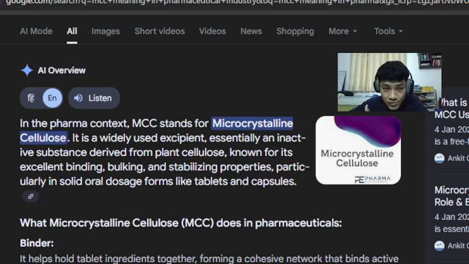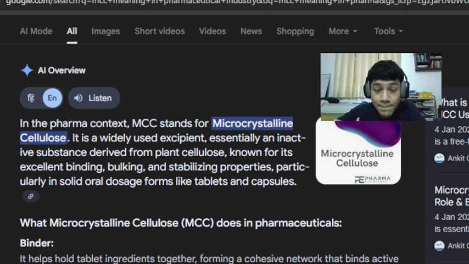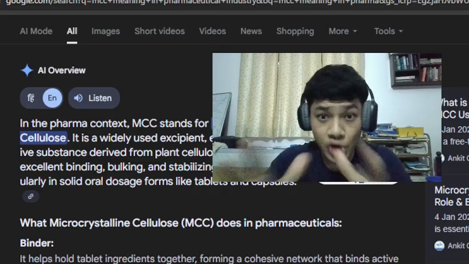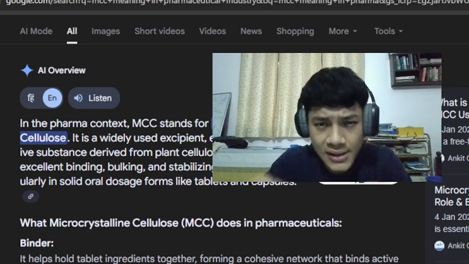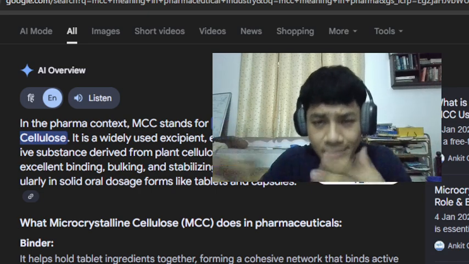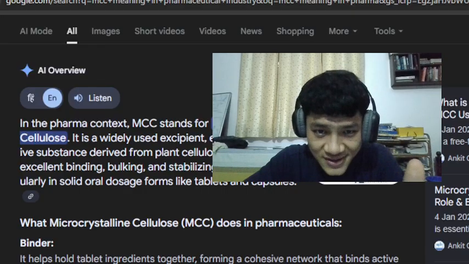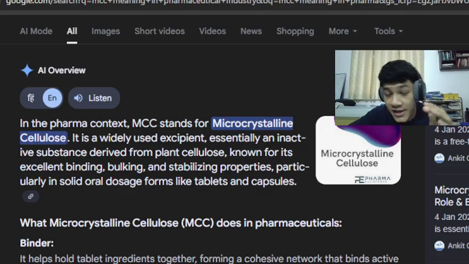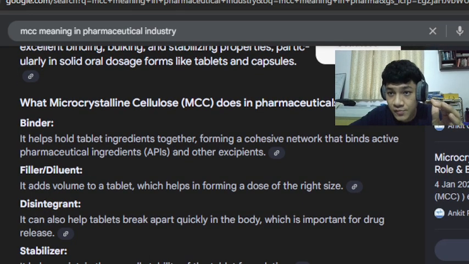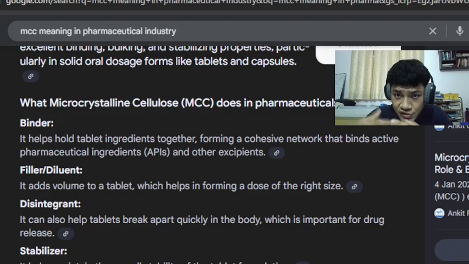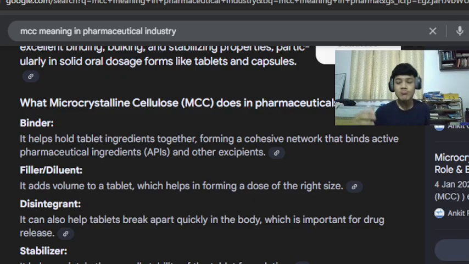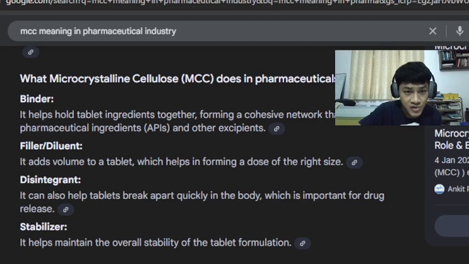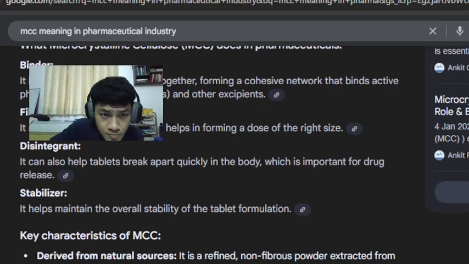Microcrystalline cellulose. Basically, for any drug, for any tablet, it's just a part of the tablet, a thing used for making that tablet. Okay, MCC. It's important because it helps hold the tablet ingredients together. So whatever ingredients, chemicals, components are used to make a tablet, for holding all those components together, MCC is very important, or it's required.